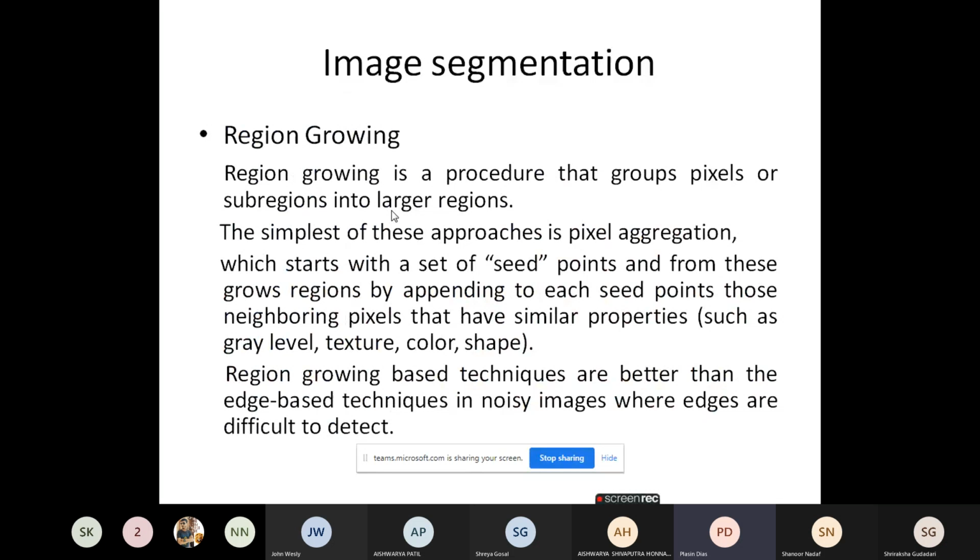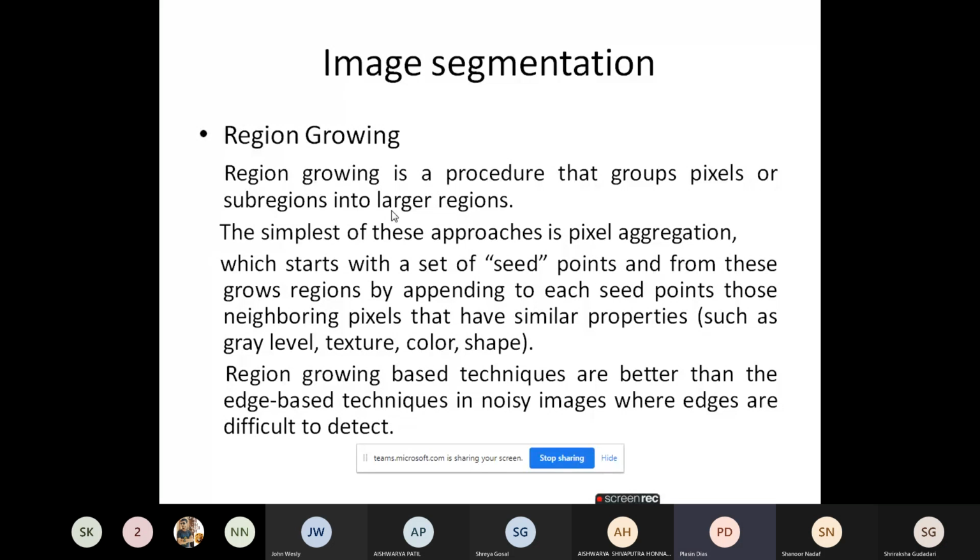So how do we understand region growing? It is a procedure that groups pixels or subregions into a larger region. That is an indication of region growing, and most of the time it is considered as pixel aggregation. So what is the meaning of pixel aggregation? You have to start with one single point, which we can call a seed point.